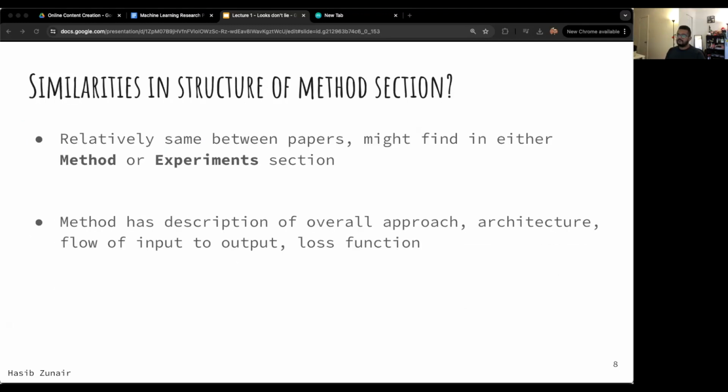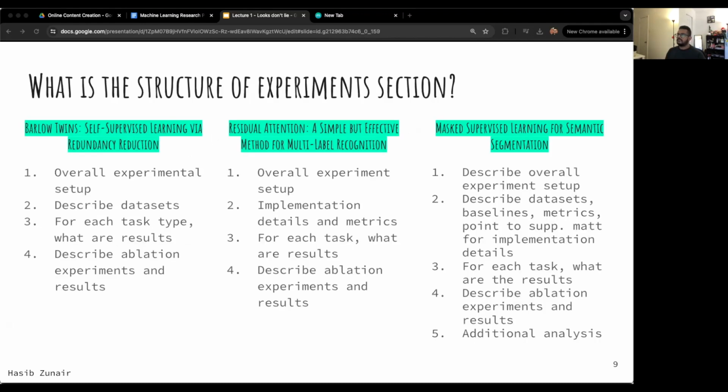In the case of the method section, all papers have a relatively similar structure. In some cases, you would find some details in the method or the experiment section, but the method section always has the description of the overall approach, the architecture, the flow of input to the output, and the loss function that goes in. What is the structure of the experiments?